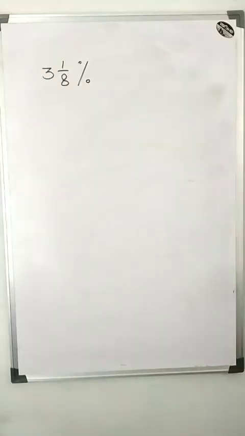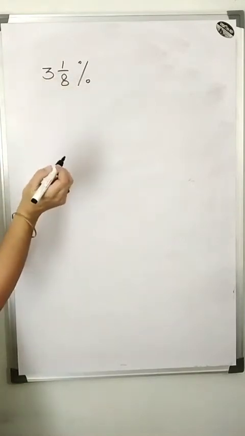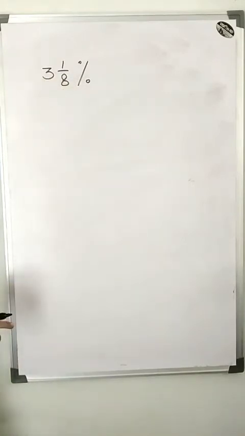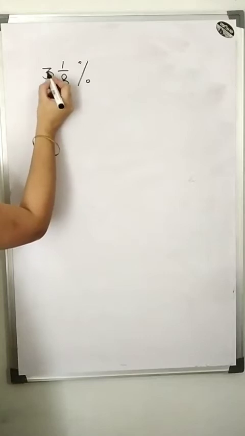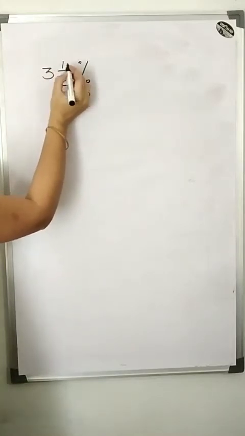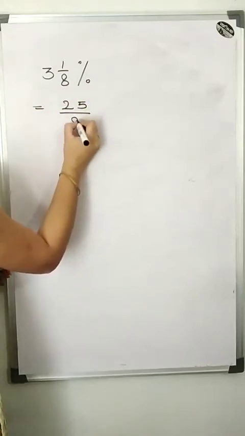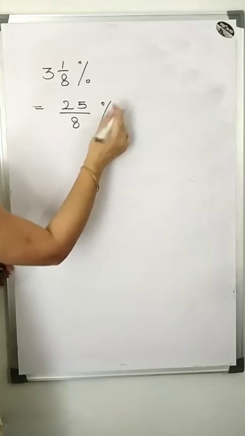Now the another question is 3 1 by 8 percent. This time again you convert percentage into a fraction. Just see this one. First you convert this mixed fraction into an improper fraction: 8 3s are 24, 24 plus 1 is equivalent to 25. See this one, 25 upon 8 percent.